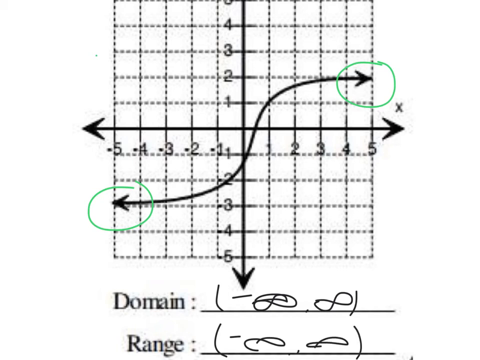So the domain and the range, because there are arrows on both sides, these arrows here mean that it's going infinitely in both the negative and positive directions on the x and the y-axis.